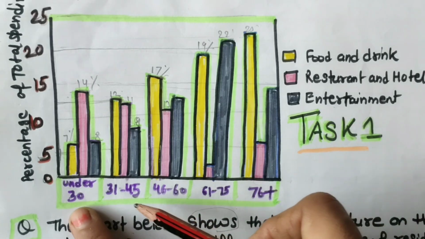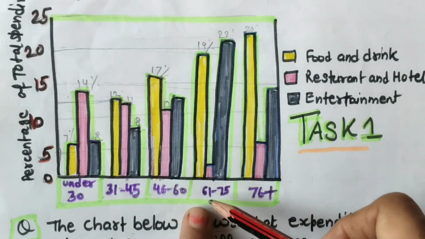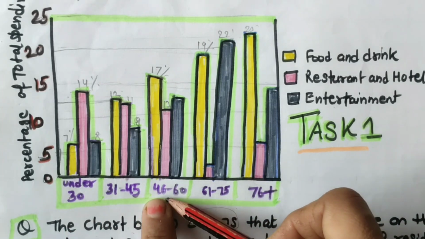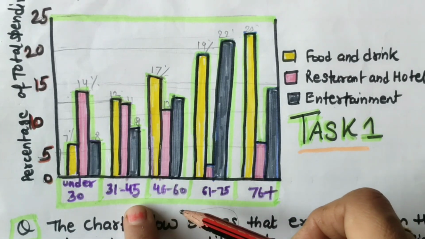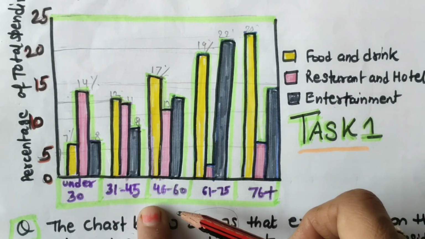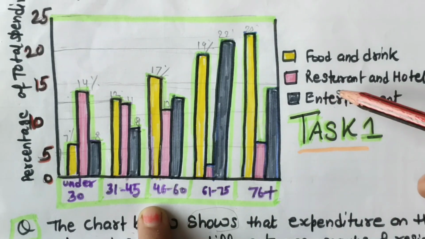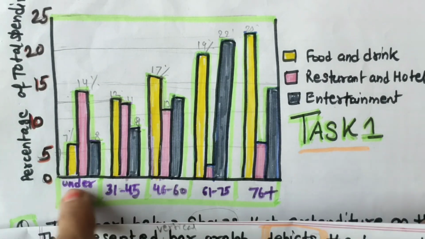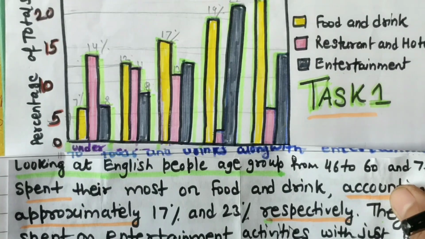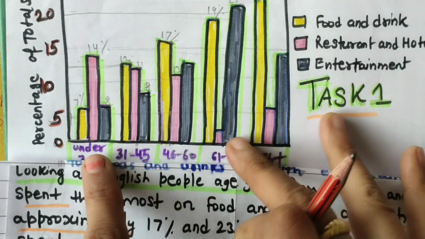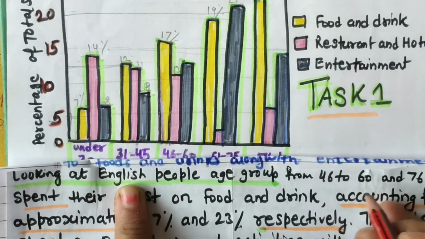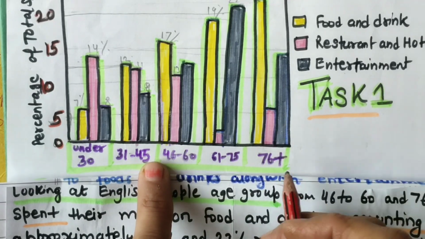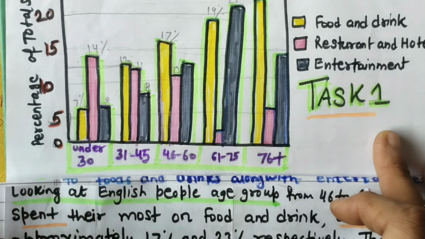You can combine these two, or the last two, and you can combine these two also. It all depends, and you can talk about different categories in every paragraph, and you have to compare between these three things. Okay, so let's start with this category, 46 to 60 and 76 plus. I have combined these two categories.